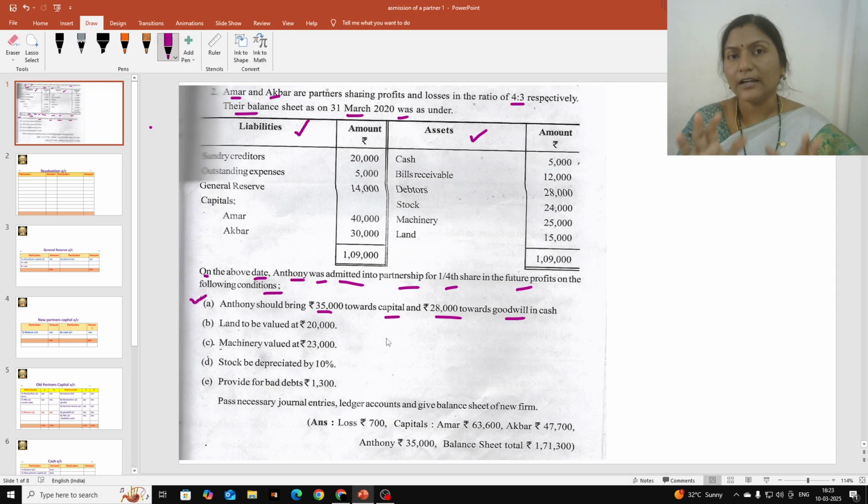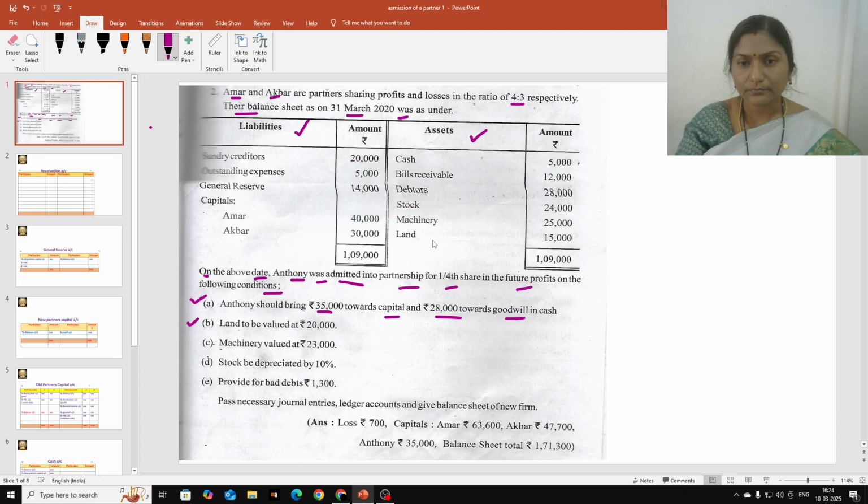Next, the information given in the question related to assets, liabilities and provision for doubtful debts, we will take in the first account of the solution, the revaluation account. We have to see what they have given here. The second point, B point, is land to be valued at rupees 20,000. At the time of admission they revalue all assets and liabilities. Here they are valuing the land at 20,000 rupees, so the present value of the land is 20,000. We should check with the old value, then we can decide whether the value is increasing or decreasing.